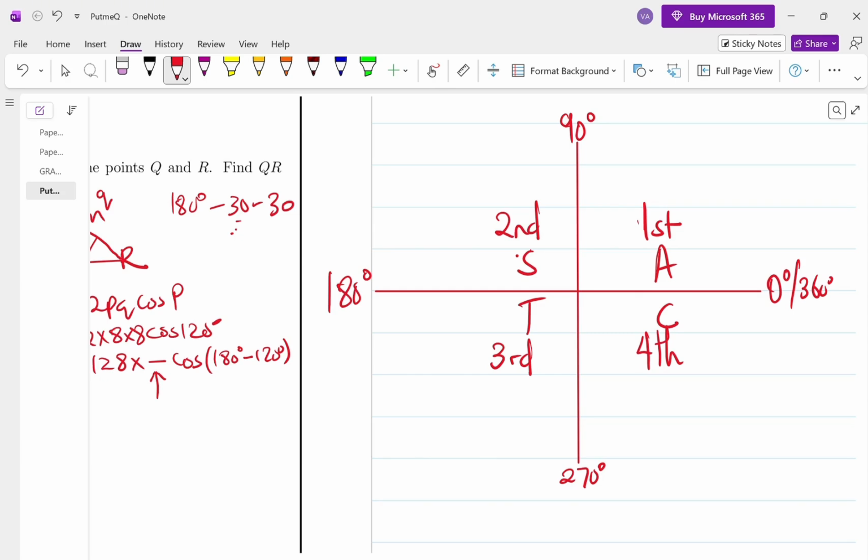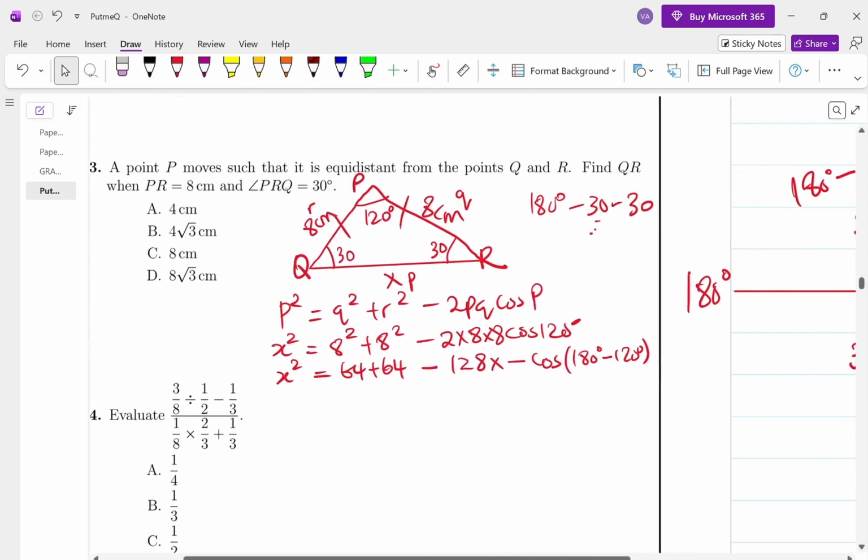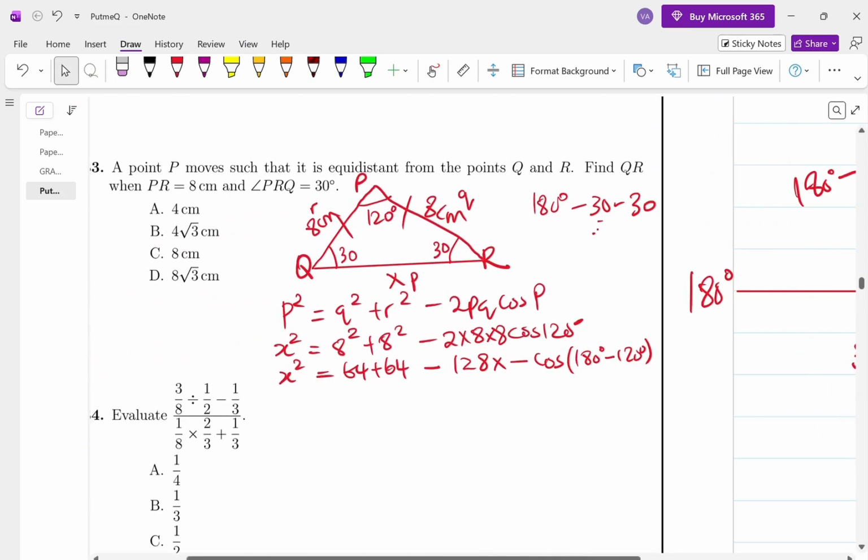But here we have cosine of 120, so that's why I put in a minus. Now, there's a way to reduce. If you want to reduce the angle, you have to say 180 minus that very value you have. So that's 180 minus theta. So that's what we have. Next, let's continue.